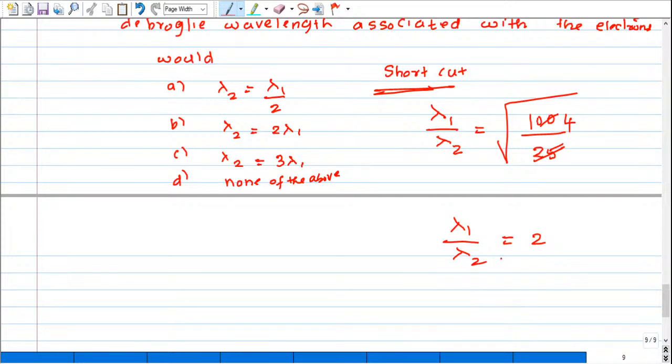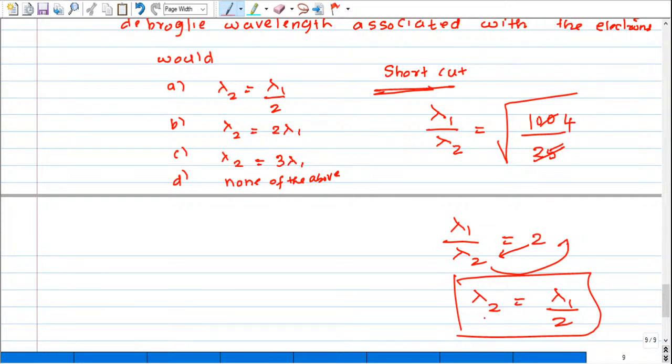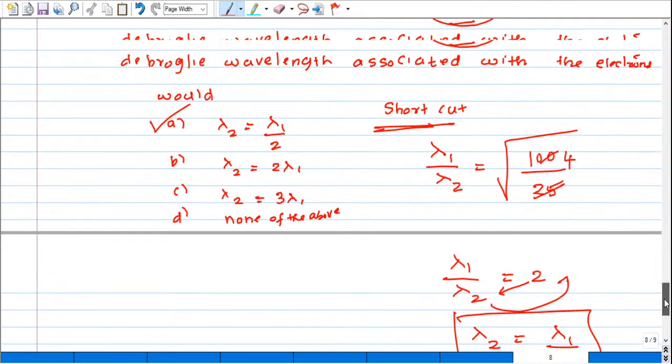Then if you want lambda 2, I can take this 2 this side and lambda 2 that side. So, lambda 2 is equal to lambda 1 by 2. Just see where is the option. So, the answer lies in option A. So, it is lambda 2 is equal to lambda 1 by 2.